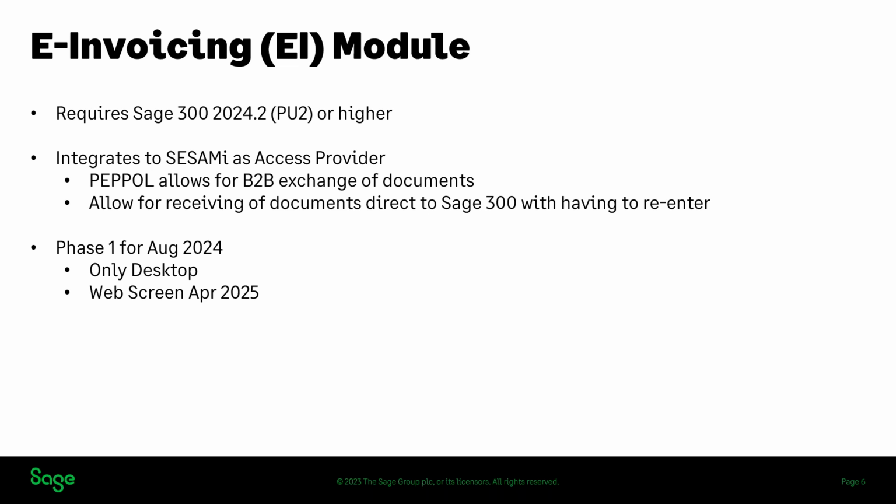Right. So our first phase, phase 1 for this, is our August 2024 release. In that release, we will have basically only support for the desktop versions of Sage 300. We will have updates later on in 2025 where basic e-invoicing will be supported on our web screens. So if you're a web screen user, you may have to wait a couple of months, but certainly for desktop users, which right now is one of our more common installs, that's where we are going to be at. Okay.